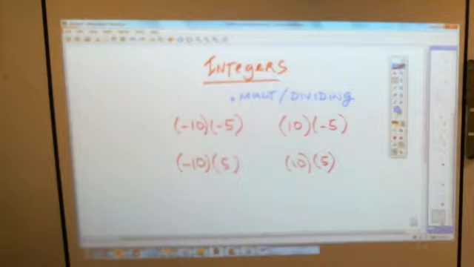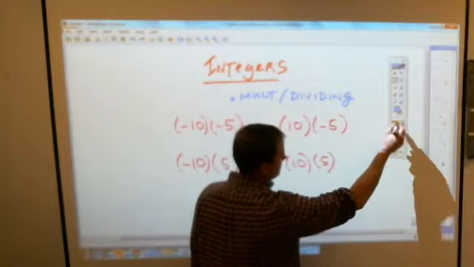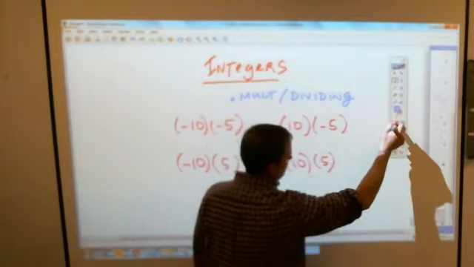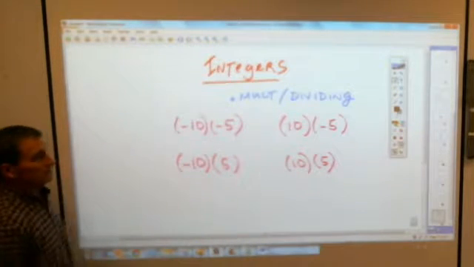Don't let your adding and subtracting thoughts rule your mind, because that has nothing to do with multiplying. Okay? When you multiply by positive and negatives, it doesn't matter what number is bigger. You just have to remember this simple little rule.